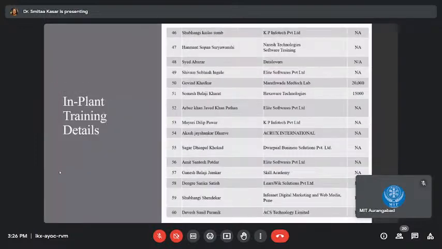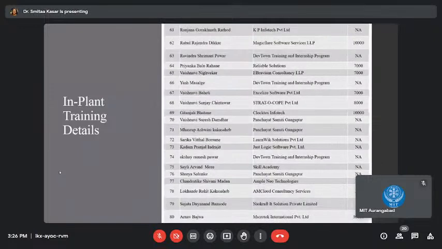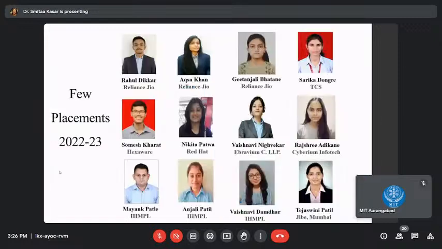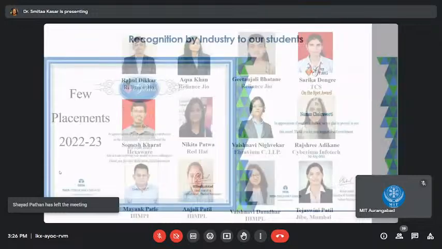So just take a look. A few glimpses of placements also, which are other than this in-plant training. Recently, our student Nikita Patwa got placed in Red Hat. We have students in Ibravium, Siberium, JB Mumbai, and many more companies. I could only put this many.